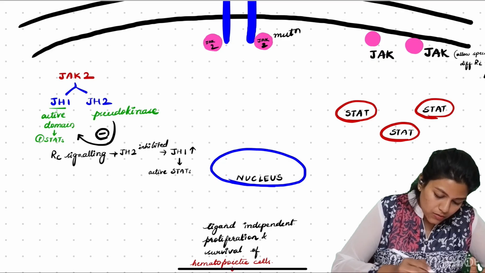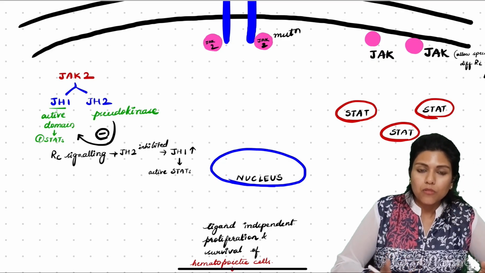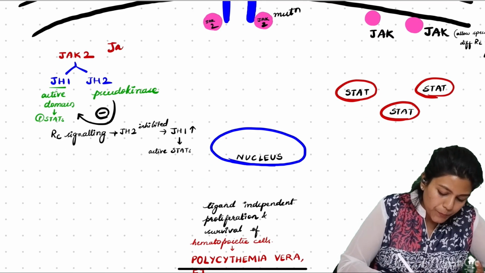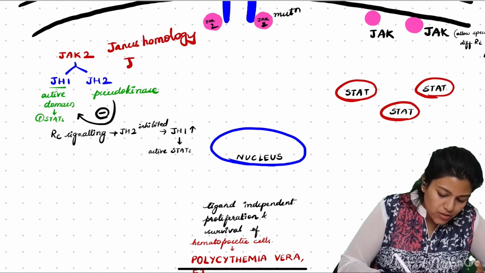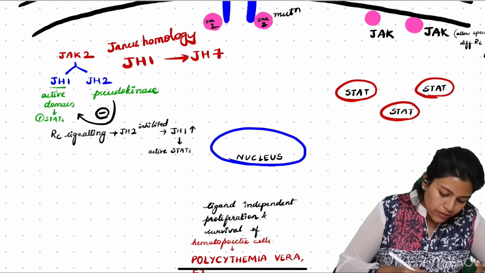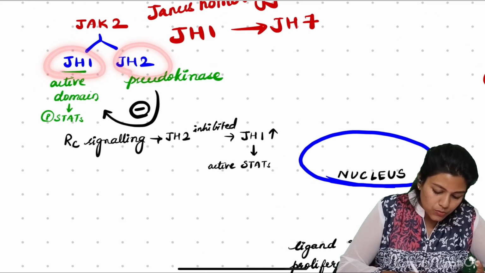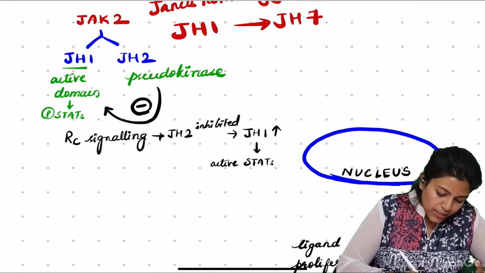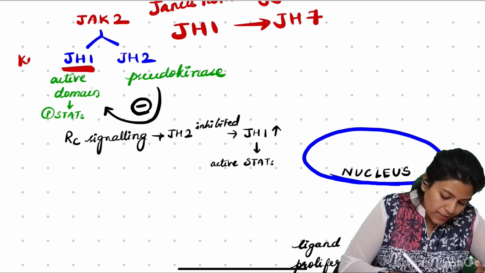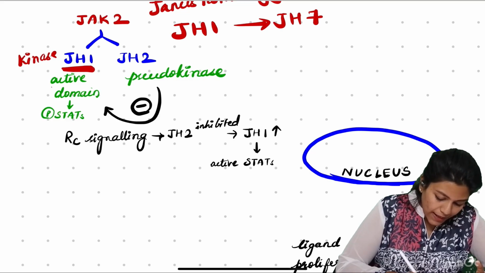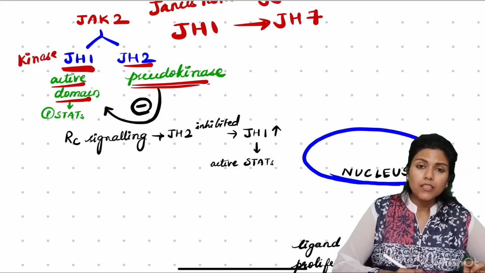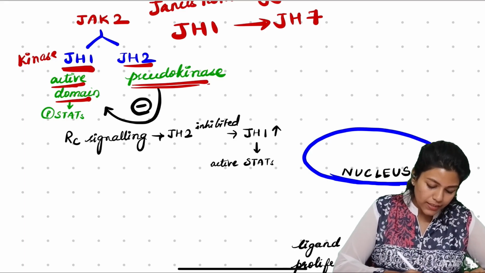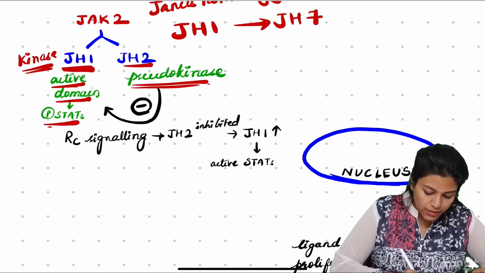JAK2 normally has many homologies which are called Janus homology. It ranges from JH1 to JH7, among which we'll take two examples. These two are considered very important. JH1 is called the kinase domain. It is an active domain. JH2 is a pseudokinase.